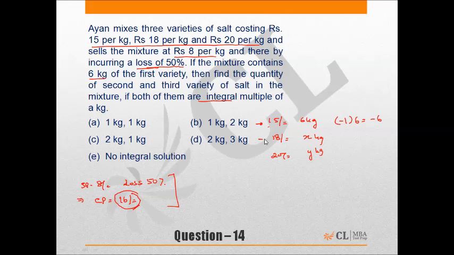Second variety, selling price of 18, which means a deviation of 2 because the average is 16. So total deviation is 2x. And similarly for the third one, the deviation is 4, 20 minus 16 is 4, 4 into y, which is equal to 4y. So we can say 2x plus 4y minus 6 should be equal to 0, or we can say x plus 2y minus 3 equal to 0.